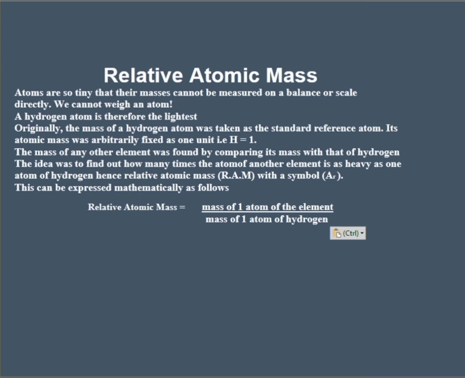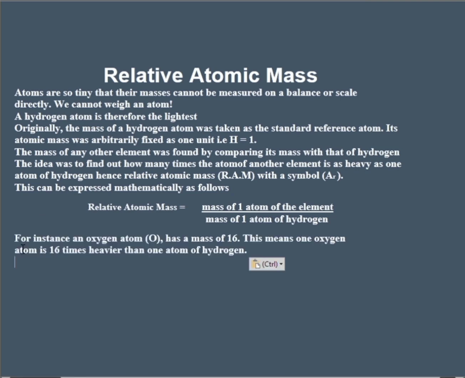For instance, when you wanted to calculate the mass of oxygen, which has a mass number of 16, this means one oxygen atom is 16 times heavier than hydrogen. An oxygen atom has a mass of 16, so it is 16 times that of hydrogen.